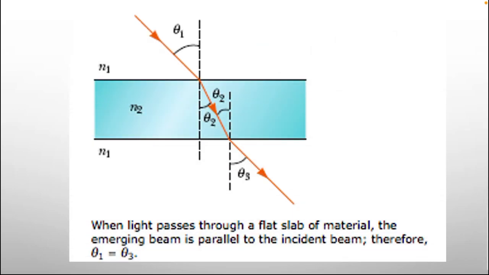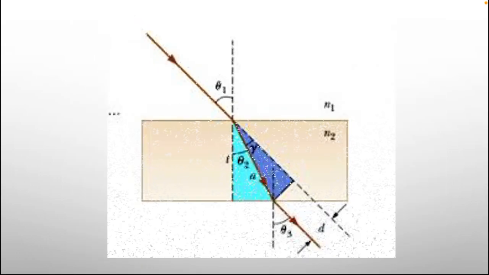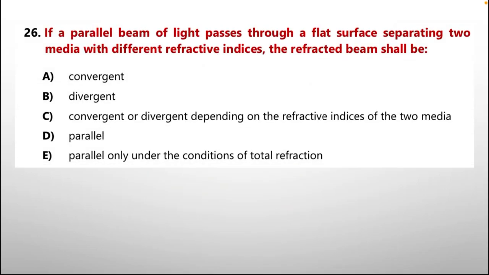Here we have a simple diagram where, when light passes through a flat slab of material, the emerging beam is parallel to the incident beam. Therefore, theta 1 equals theta 3, and we can actually check that theta 1 is equal to theta 3, so the rays of light become parallel after passing the flat slab. You can also check the answer from this picture as well. Here the correct option is option D, parallel.